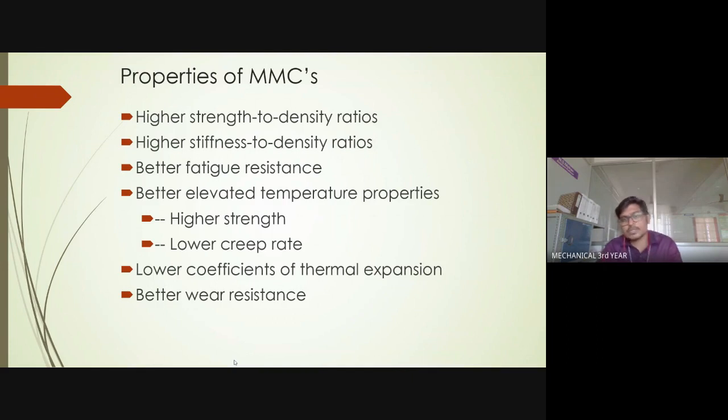Better elevated temperature properties. As I said in the previous slide, it becomes a better temperature resistant material. So it has high strength and a low creep rate. Creep rate refers to the rate of crack propagation, which is also very low when compared to other types of composite material. It also has a lower coefficient of thermal expansion and better wear resistance.